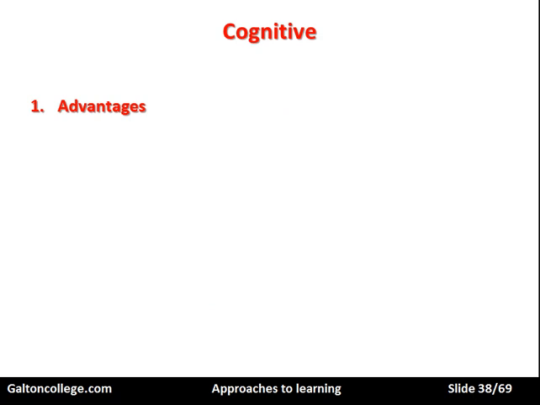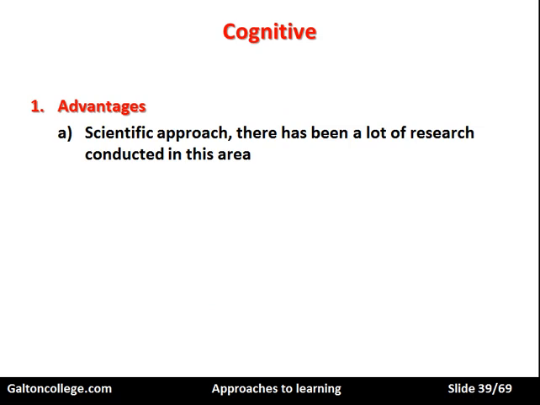Now, the advantages of the cognitive approach, well, it's a scientific approach. There's been a lot of research conducted in the area. All sorts of testing individuals, looking at their feelings about certain situations, showing them pictures and having word association tests and logical tests and so on.